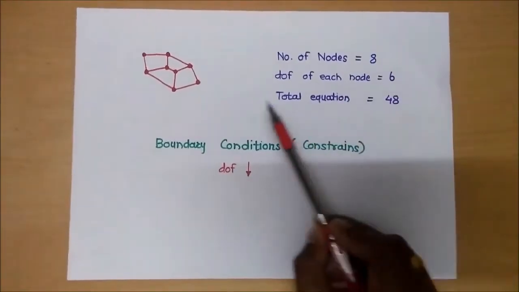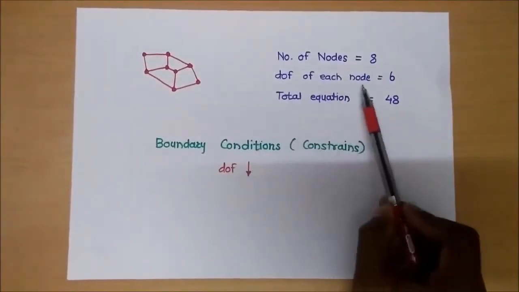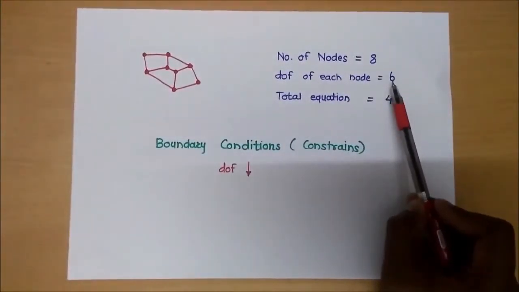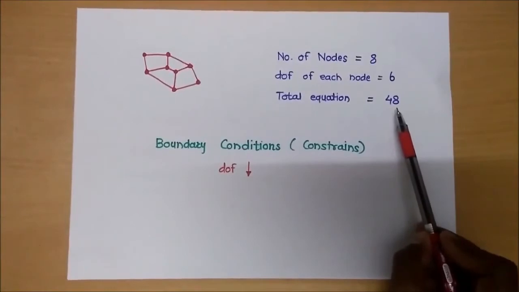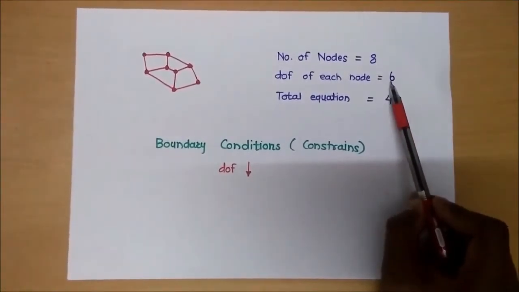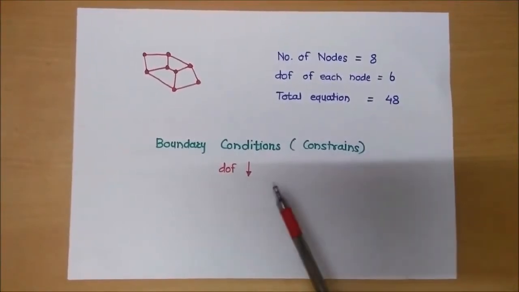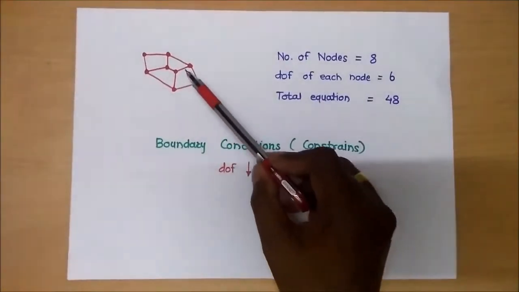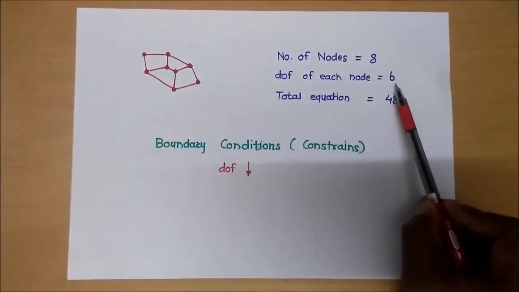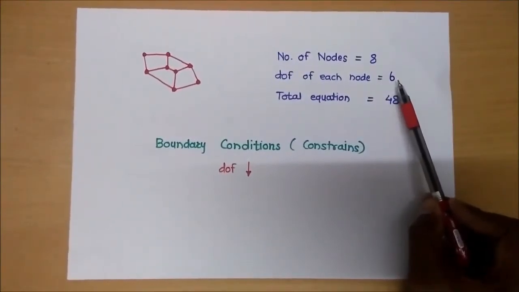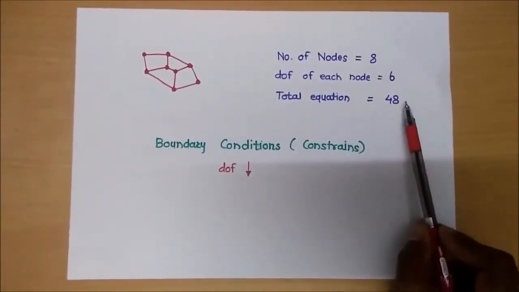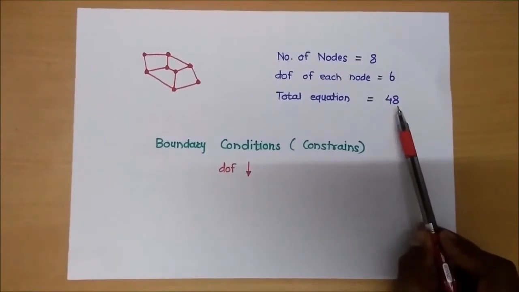This means for a single node we will get 6 equations. In this system there are a total of 8 nodes with 6 degrees of freedom for each node. So the total number of equations we need to solve here is 8 multiplied by 6, which is 48. The boundary conditions and constraints will reduce this: if we have a boundary at a node, it reduces the number of degrees of freedom at that node, and thus reduces the number of equations. So the maximum we have to solve is 48 equations.